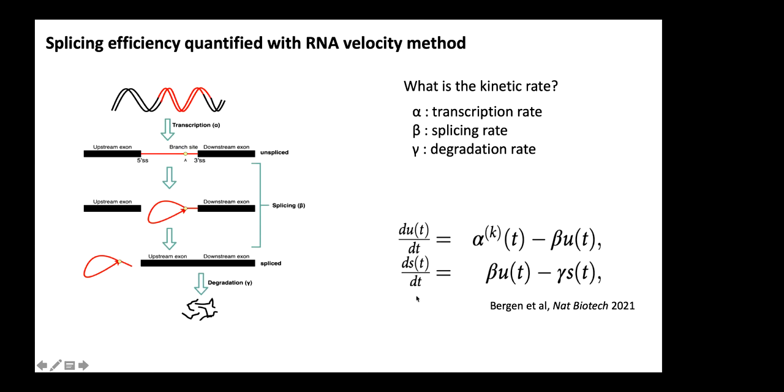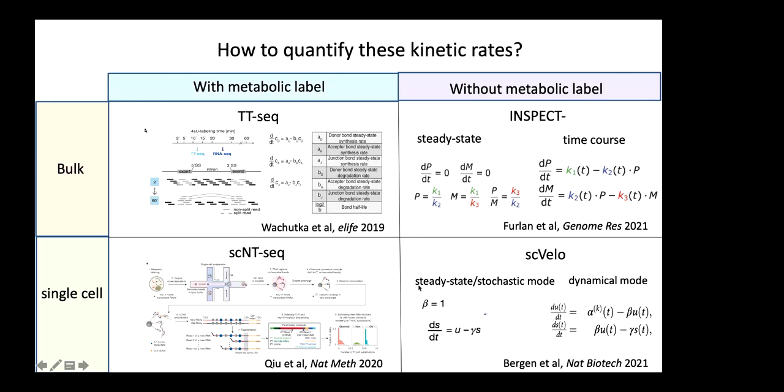In these two equations, we always can obtain the abundance of unspliced RNA and spliced RNA. However, the transcription, splicing, and degradation rate are unknowns. So three unknowns are covered by two equations. How can we solve this problem? Here are some methods to answer this question. These approaches can be classified into bulk level and single-cell level.